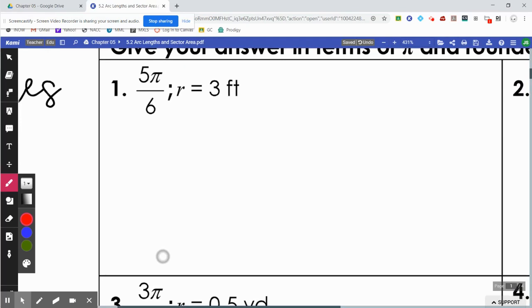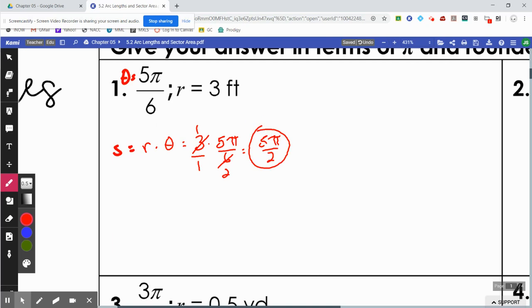So if we have a central angle, that's our theta here. And so again, we have S is equal to R times theta. So our arc length is going to be the radius, which is 3, times the theta, which is 5 pi over 6. And it's as simple as that. We simply multiply it together. Cross cancel gives me a 1 and a 2. 5 pi over 2 is the length of that arc.